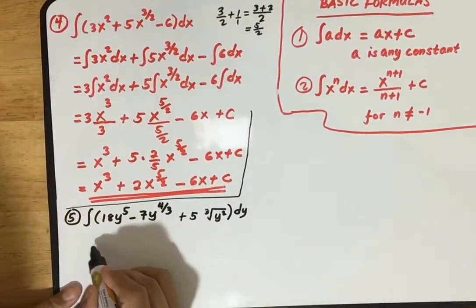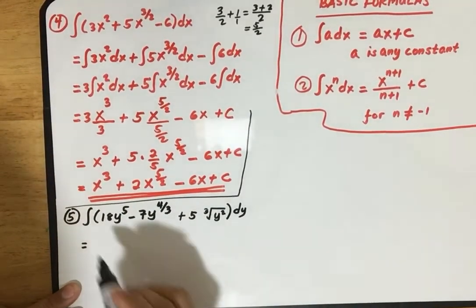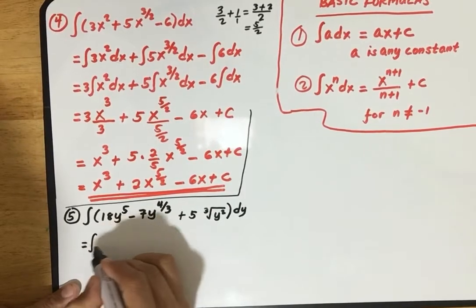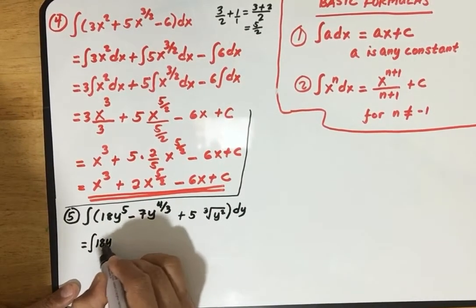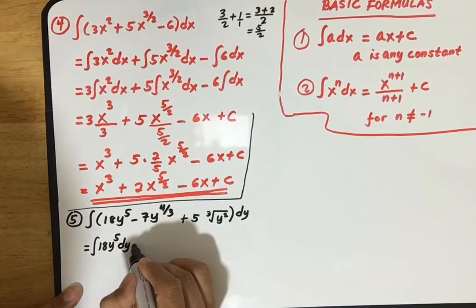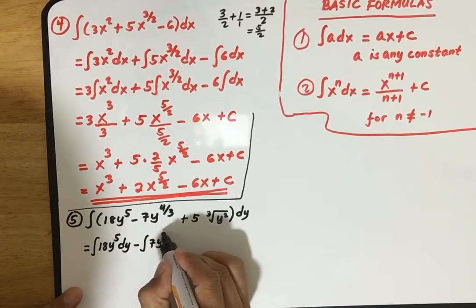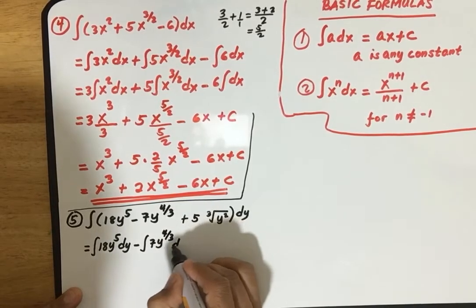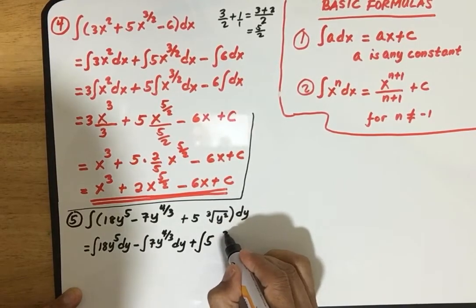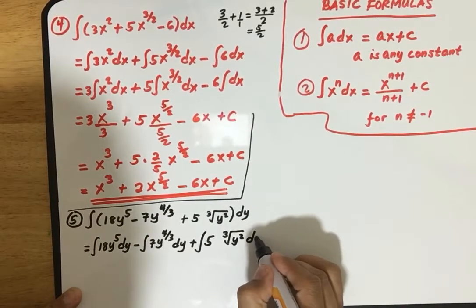Okay, so the process here is the same as in our example above. You just distribute the integral sign and also the dy, so we can do it individually, each term. So we have the integral of 18 y to the fifth power times dy, then minus the integral of 7 y to the power 4 over 3 dy, then plus the integral of 5 times the cube root of y squared times dy.